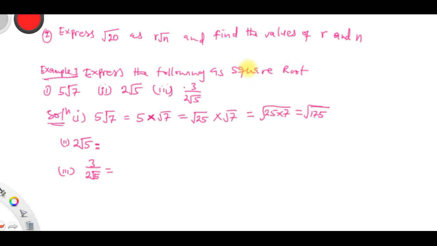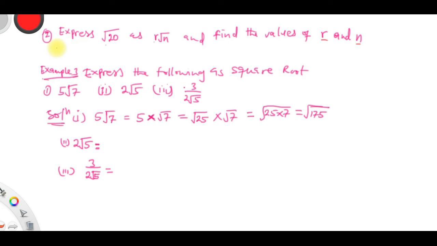Hello guys, welcome back. This is a continuation of how to simplify surds, or reducing surds to their basic or simplest form. You have two examples to solve here, a continuation of the previous examples. It says: express square root of 20 as r root n, and find the values of r and n.